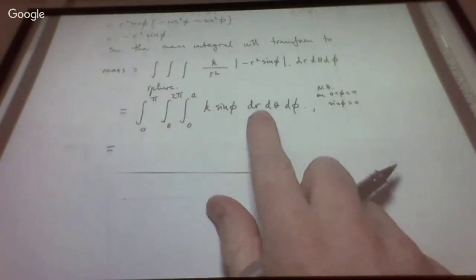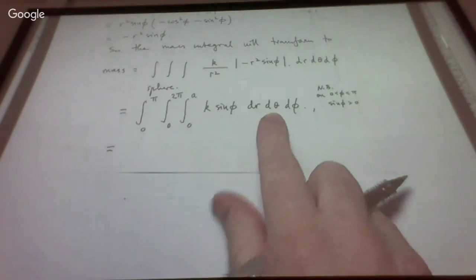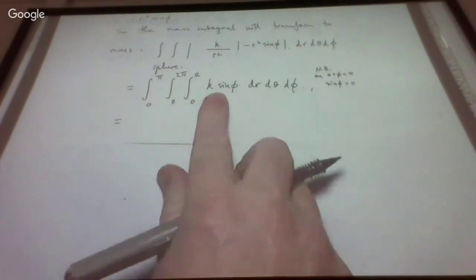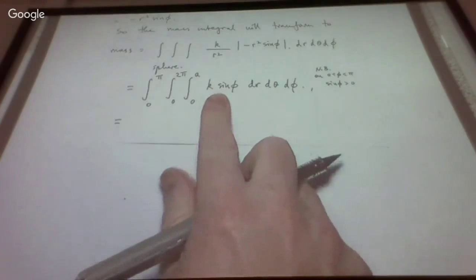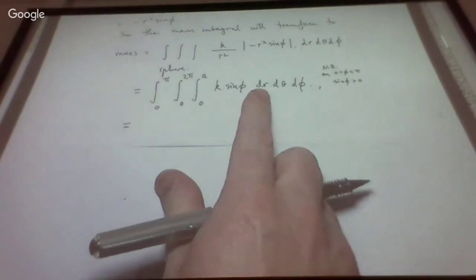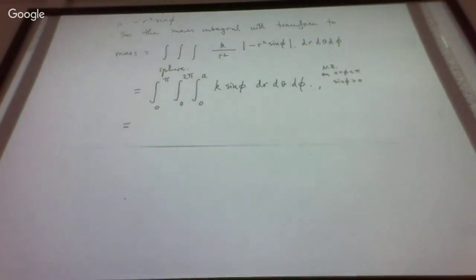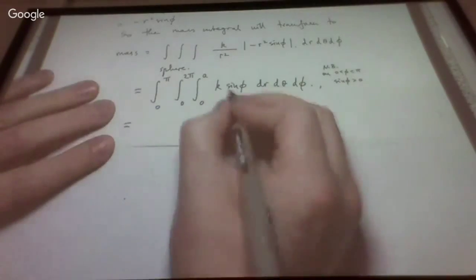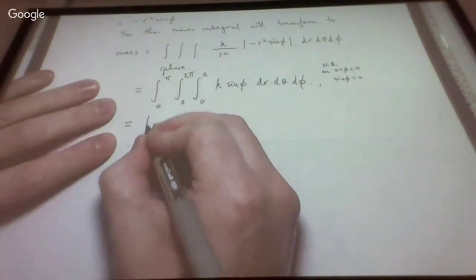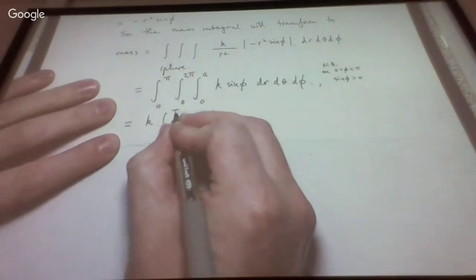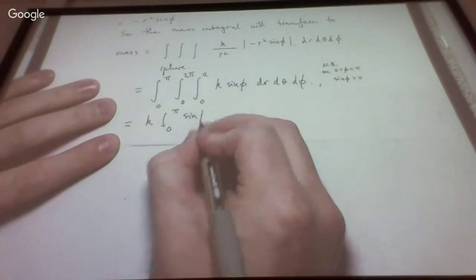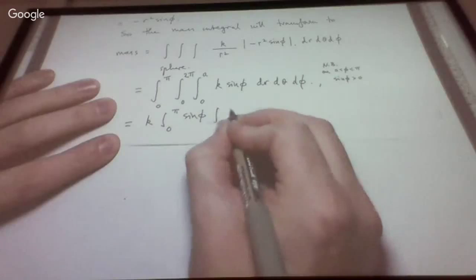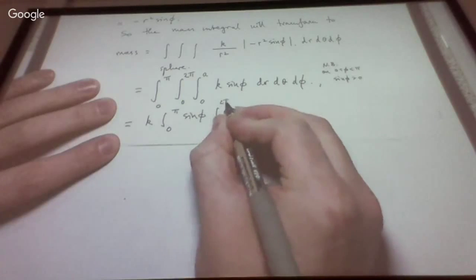Now the inner two integrals you see are with respect to r and theta, but the thing you're integrating, well, k is a constant, and in terms of the variables r and theta, phi is just a constant as well. So the k can come all the way out to the front. The sine phi you can factorize out of the inner two integrals.